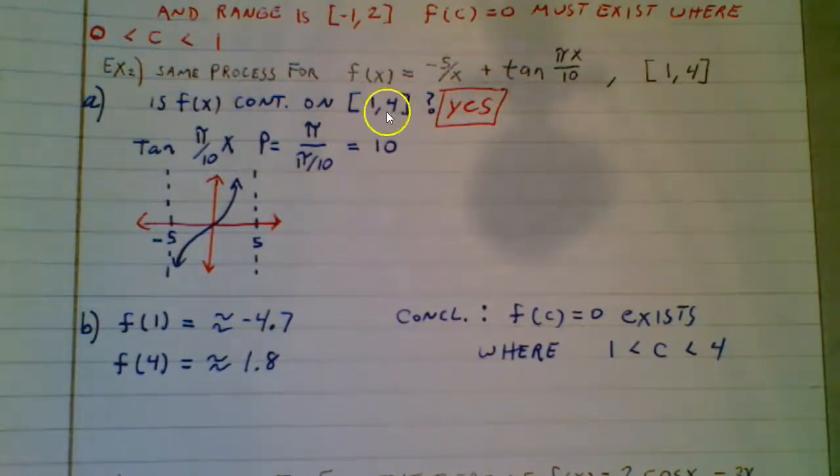Well, if it's continuous from 1 to 4, let's take a look at what the y-coordinates would be at 1 and at 4. So that's what I was doing right here. So if you plug in a 1, you get something like this. Plug in a 4, you get something like this. Well, you'll notice that this graph at 1 is at negative 4.7. At 4, it's all the way up to 1.8. So it went from a negative to a positive within this portion of the graph.